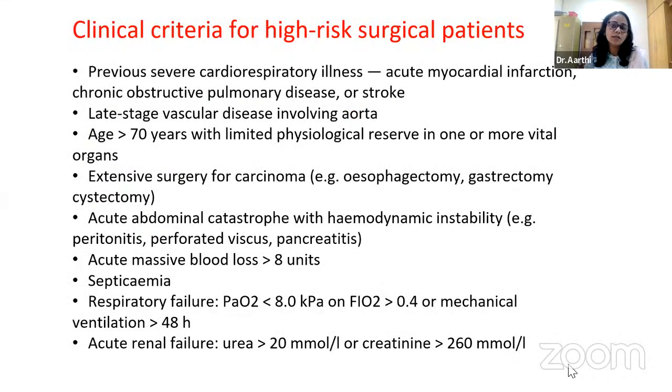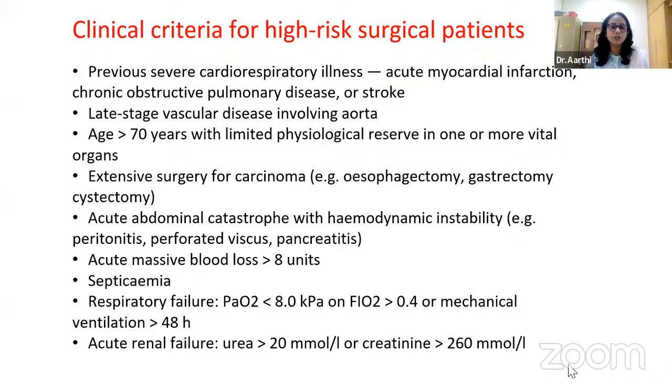Whom do we call high-risk surgical patients? Patients with previous severe cardiorespiratory illness like acute myocardial infarction, chronic obstructive pulmonary disease, or a history of stroke, and patients who have vascular diseases involving the major vessels. Old age patients more than 70 years with limited physiological reserve, patients who undergo extensive surgeries like esophagectomy and gastrectomies, and acute abdominal patients with peritonitis or perforated viscus. Also patients who have massive blood loss, patients with septicemia, sepsis, and septic shock features, and patients who are having respiratory failure and acute renal failure.